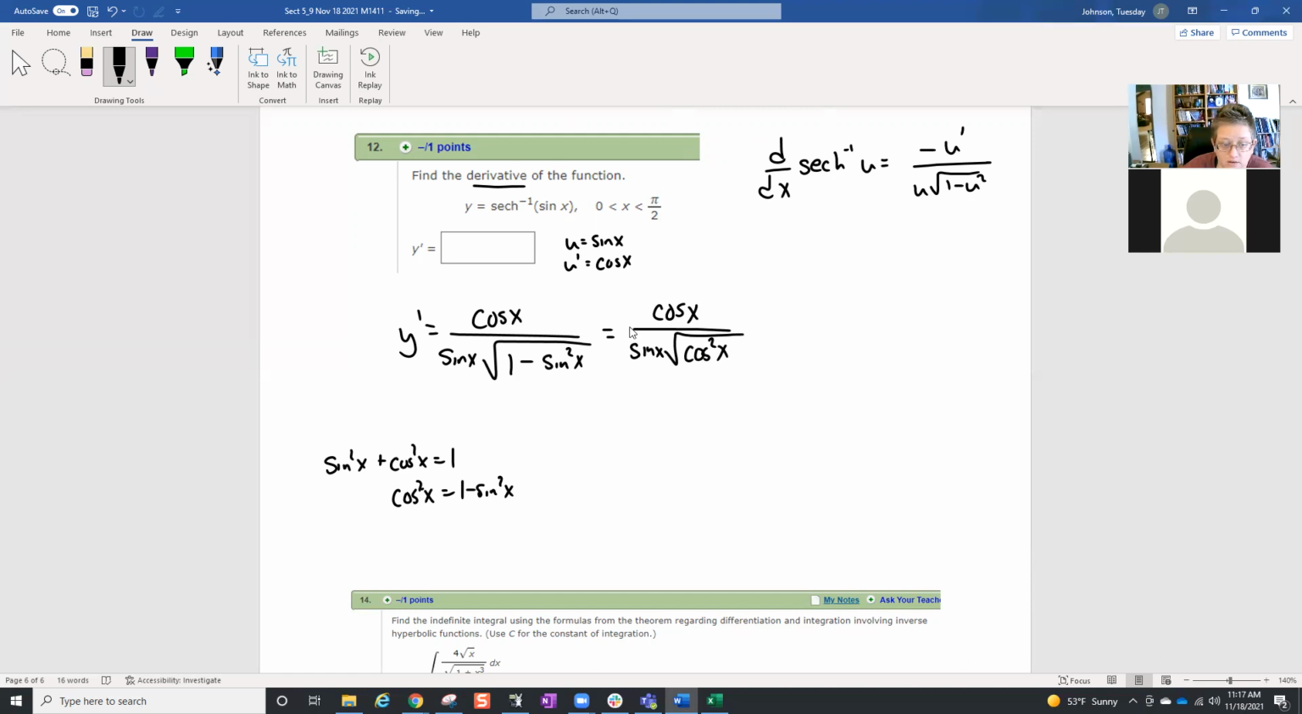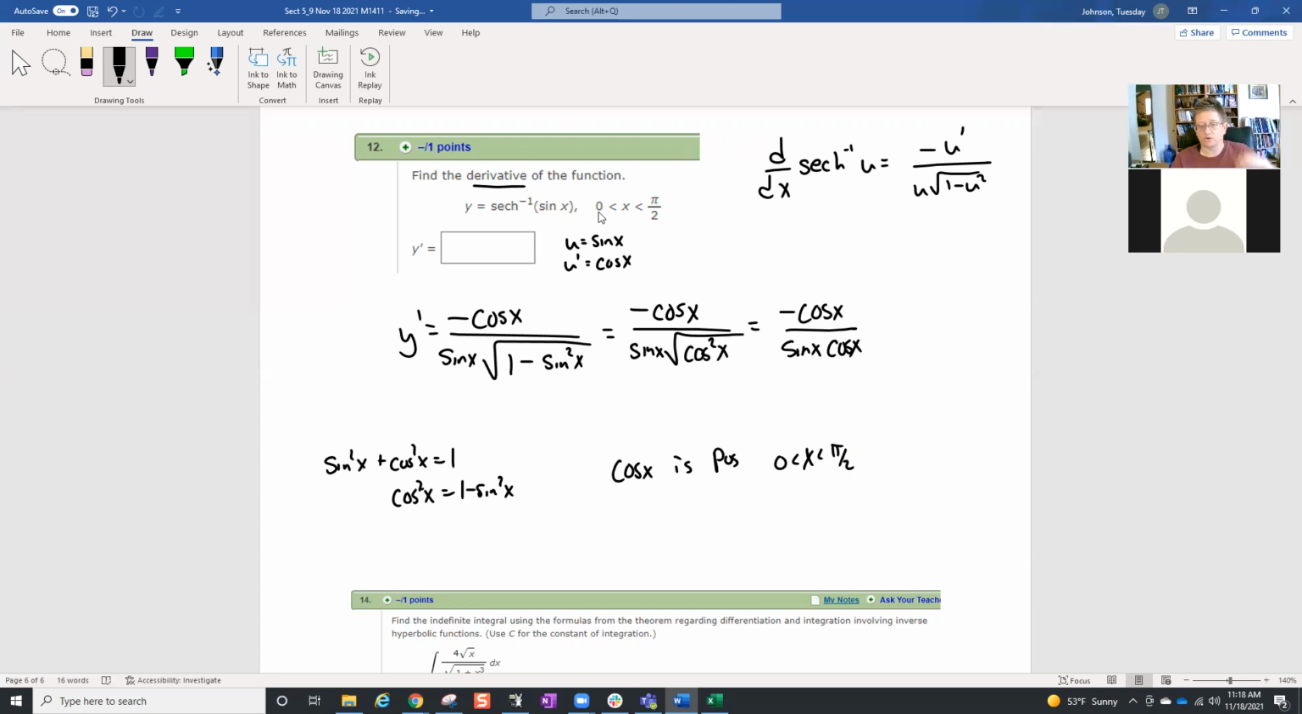Oh, what did I forget? I forgot my minus sign. Don't forget your minus sign. Minus cosine of x over sine of x, cosine of x, right? Square root of a square. Oh, and between 0 and pi over 2, cosine of x is positive from 0 to pi over 2. So I don't have to have absolute values here.